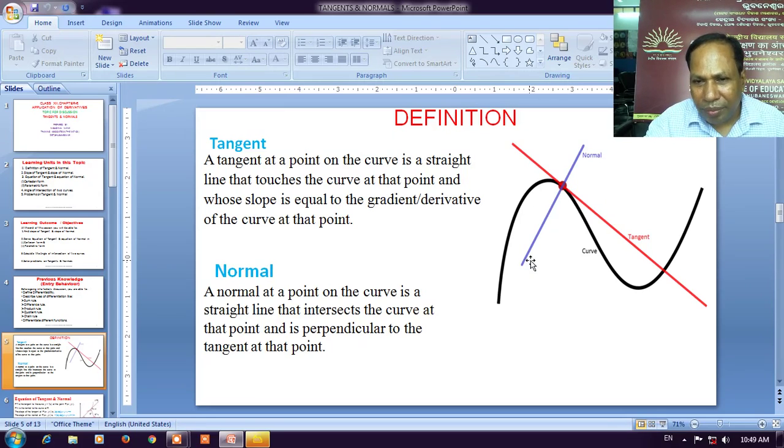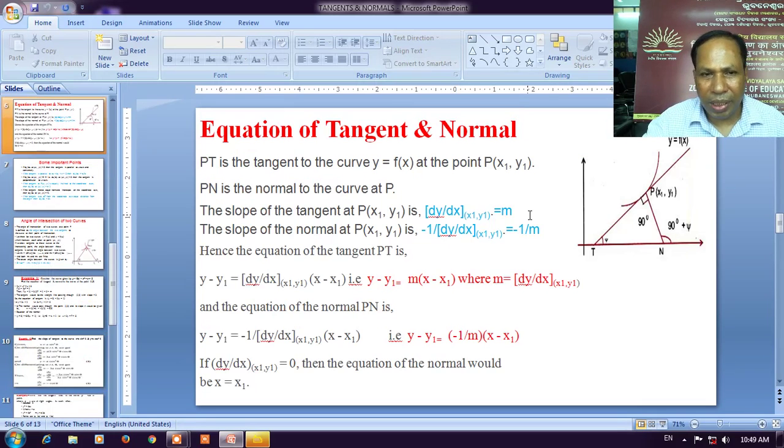Now normal. Normal is a straight line which is perpendicular to the tangent at the point of contact of the tangent. That means the point at which the tangent touches this curve. If at that point we draw a line perpendicular to the tangent, then that becomes the normal.